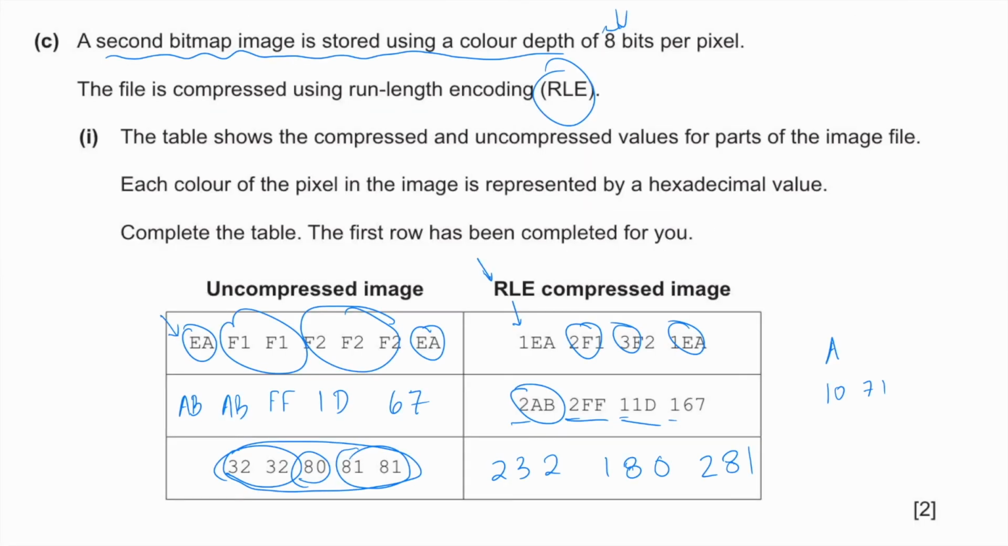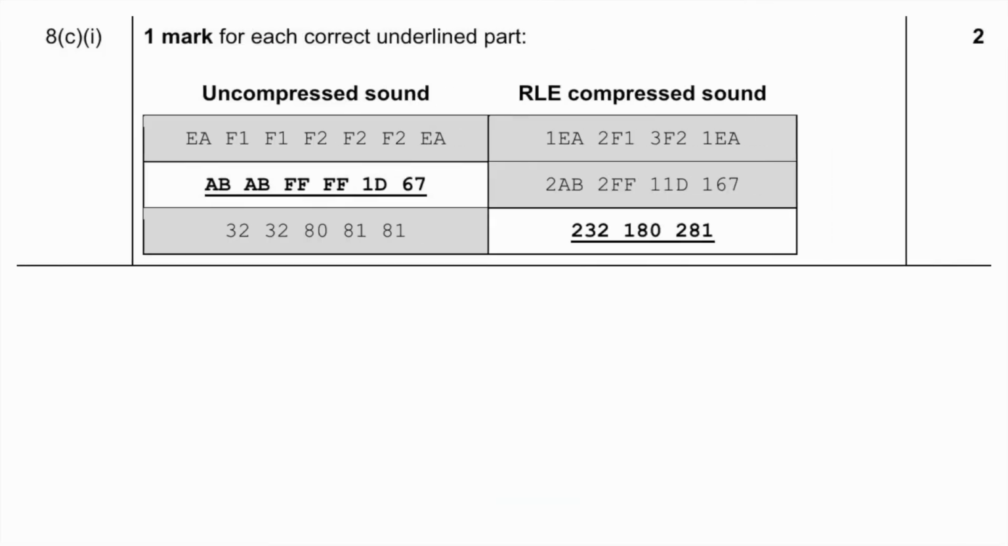Just want to make sure, oh, right here I made a mistake. So it should be 2 Fs. So AB, FF, and then FF, and then 1D, 67. So that's why I check the mark scheme. Sometimes I make stupid mistakes.